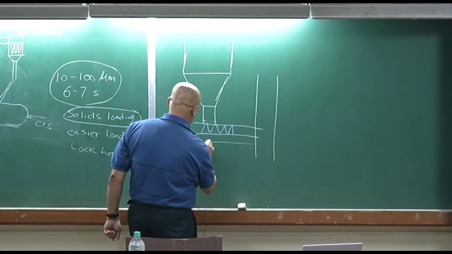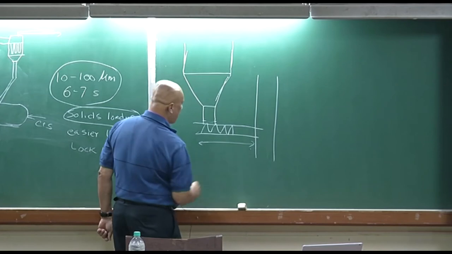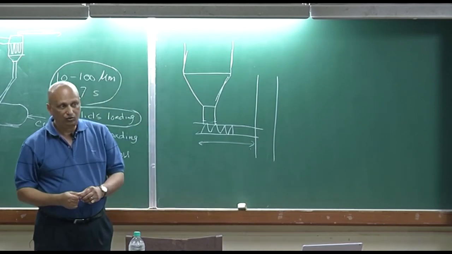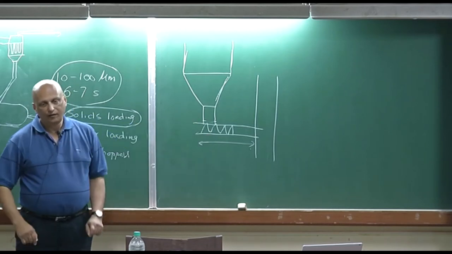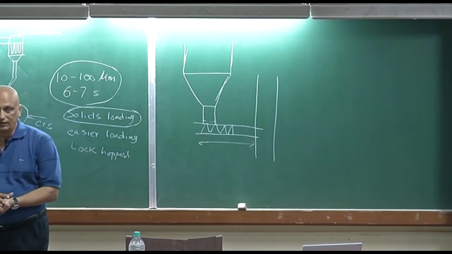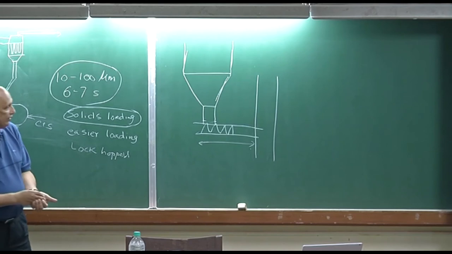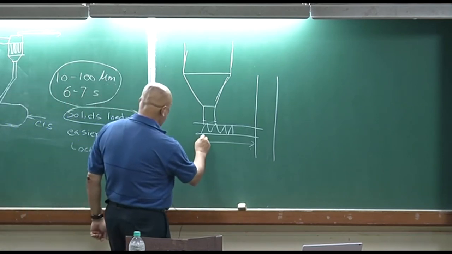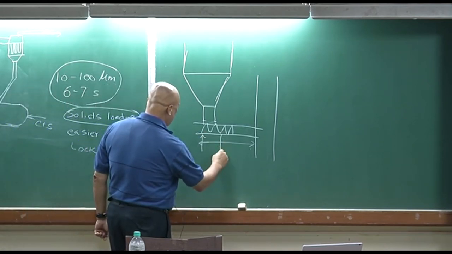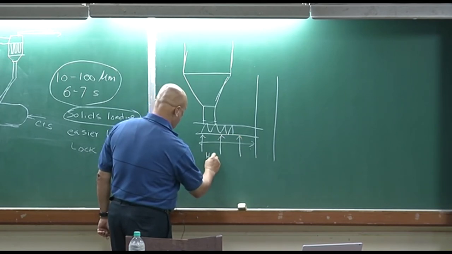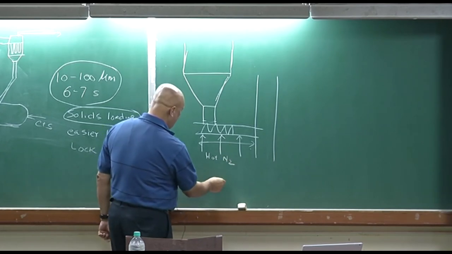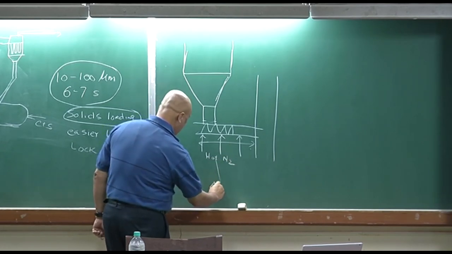This is kept very, very short. And not only very short, you also say that it has to be kept very dry. The materials have to be kept very dry. That's why we inject hot nitrogen here, which comes from a separation plant.